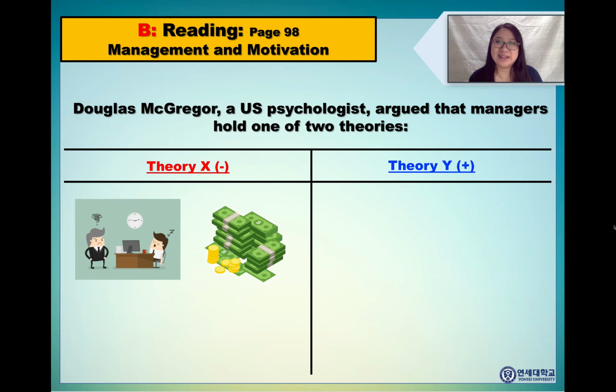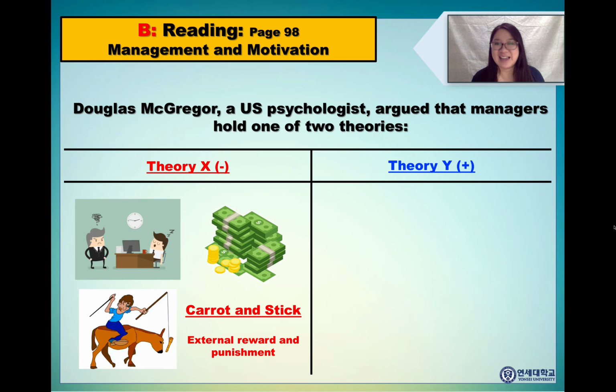Therefore, in these managers' minds, they believe in what in English we call the carrot and the stick, an external reward and a punishment. If you look at this picture, you can see a man riding on a donkey. He uses the carrot on a stick to encourage the donkey to go where he wants. And if the donkey doesn't listen, he will hit him with the stick and punish him. So maybe you've heard this expression before, carrot on a stick. This is the essence of Theory X.